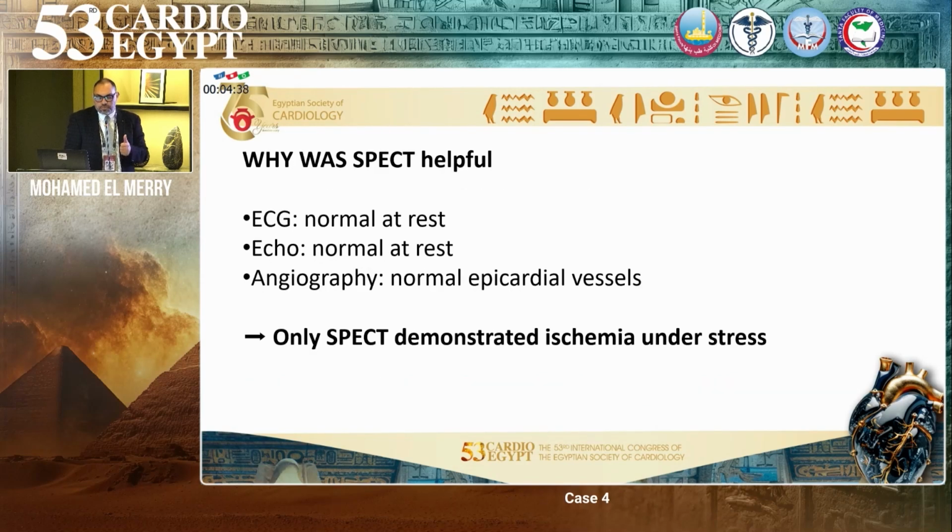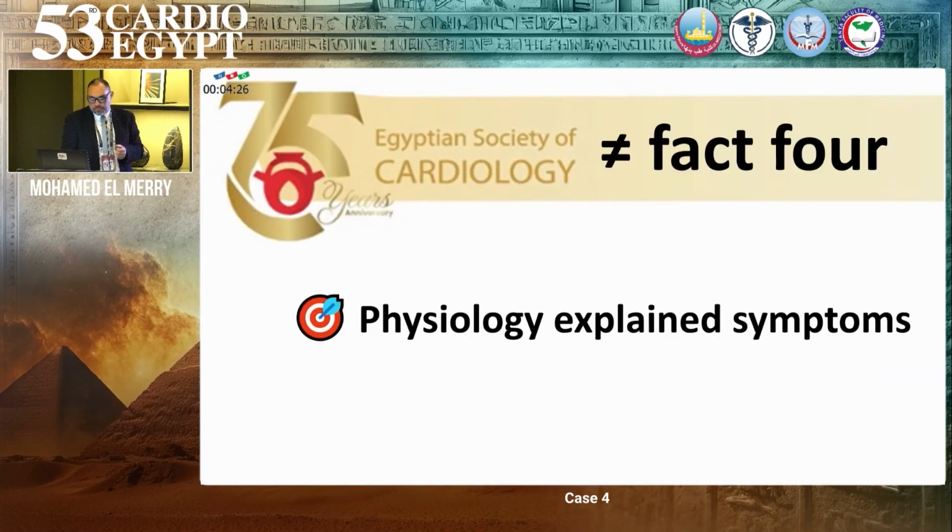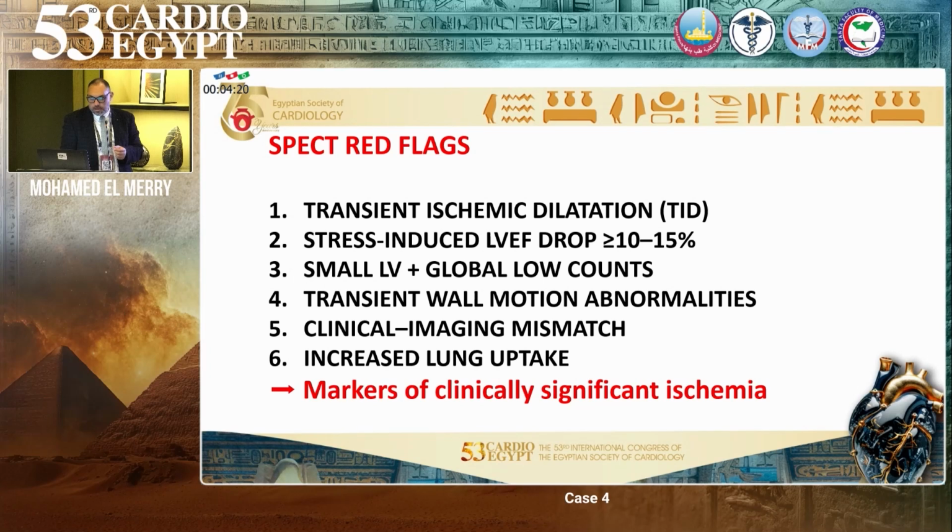Why was SPECT helpful? Because the initial tools, ECG, echo, and angiogram, were normal, but the only one that detected the microvascular circulation abnormality was SPECT. So this is fact number 4: physiology explained these symptoms, not the anatomy.